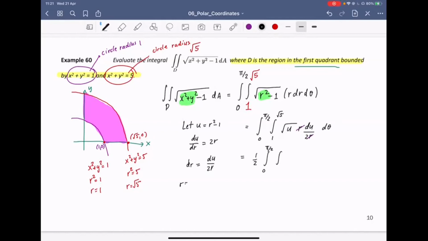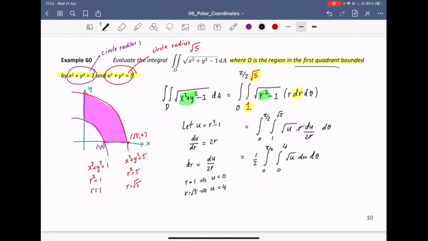When r equals 0, then you have u equal to -1. When r equals square root 5, oh, okay, sorry. One more time. You integrate r from 1 to square root 5. When r equals 1, u equals 0. And when r equals square root 5, u equals 4. So that means you're going to have the integral from 0 to 4 of square root u du d theta.